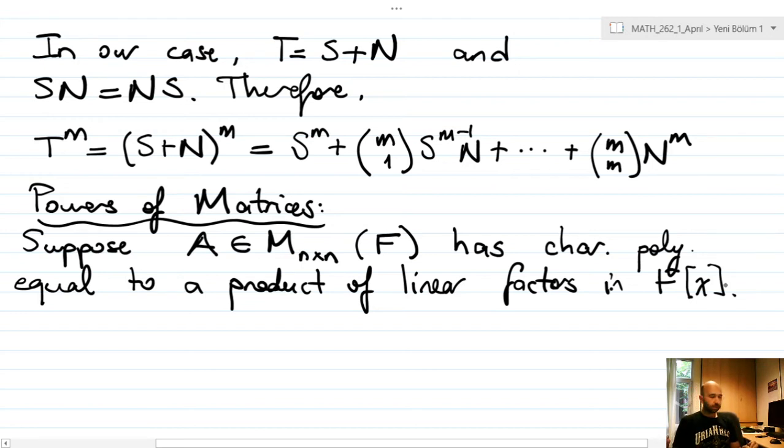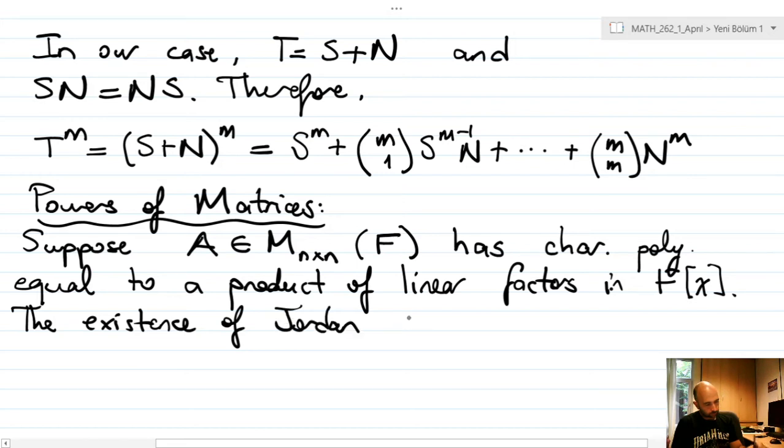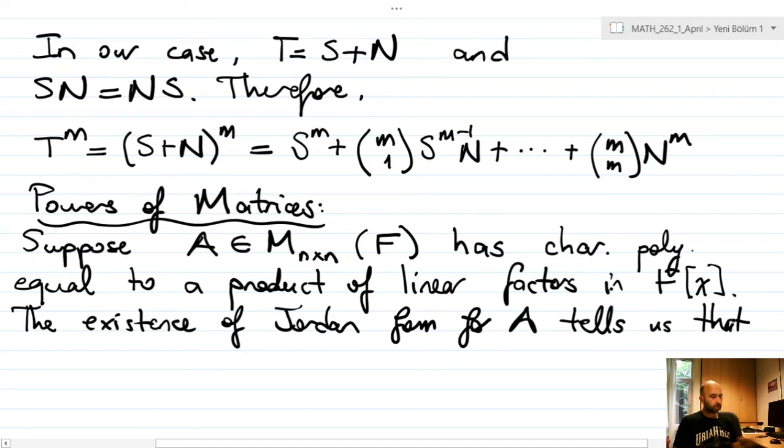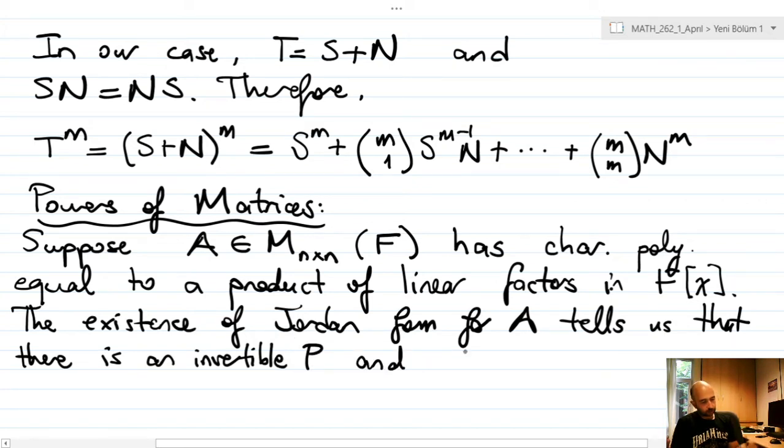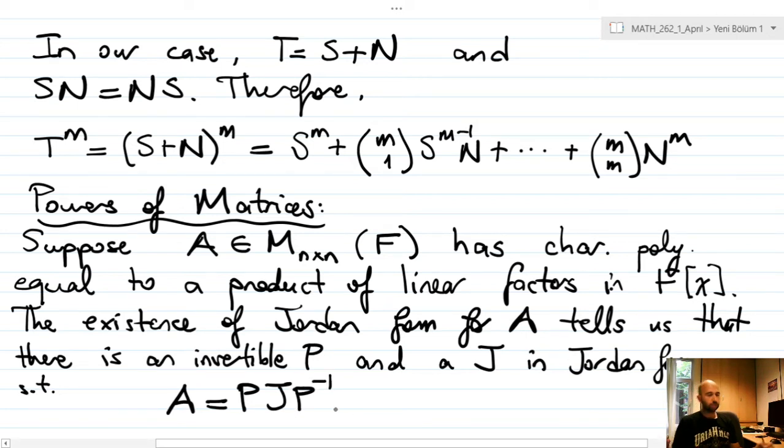Now what do we know? We know that A has a Jordan form. So the existence of Jordan form for A tells us that there is an invertible matrix P and a J in Jordan form such that A is equal to P times J times P inverse, right? So this is what the existence result about Jordan forms tells us.